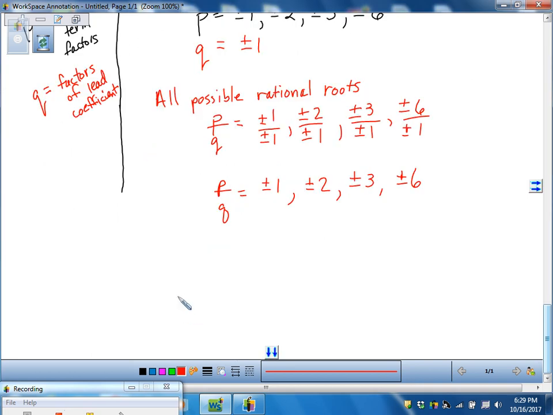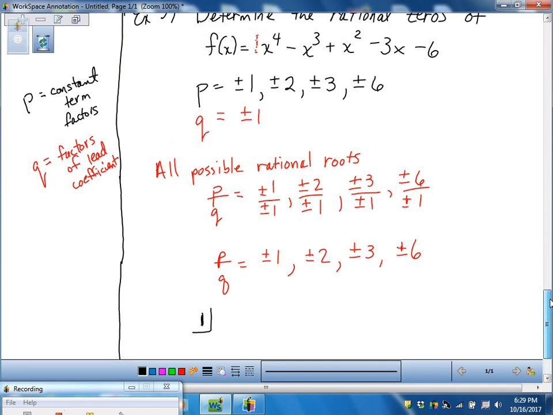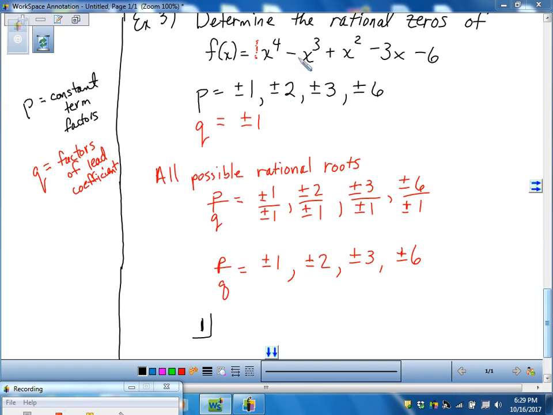Now, which ones would I start with first for my synthetic division? Am I going to start with 6? Probably not. I'm usually going to start with the smaller numbers and then work my way up. So let's start with 1. If I try 1, using my original polynomial, I have coefficients of 1, negative 1, 1, negative 3, and negative 6. And we're just going to keep using those until we can break this down and get it to a quadratic. That's our goal. So 1, negative 1, 1, negative 3, negative 6.